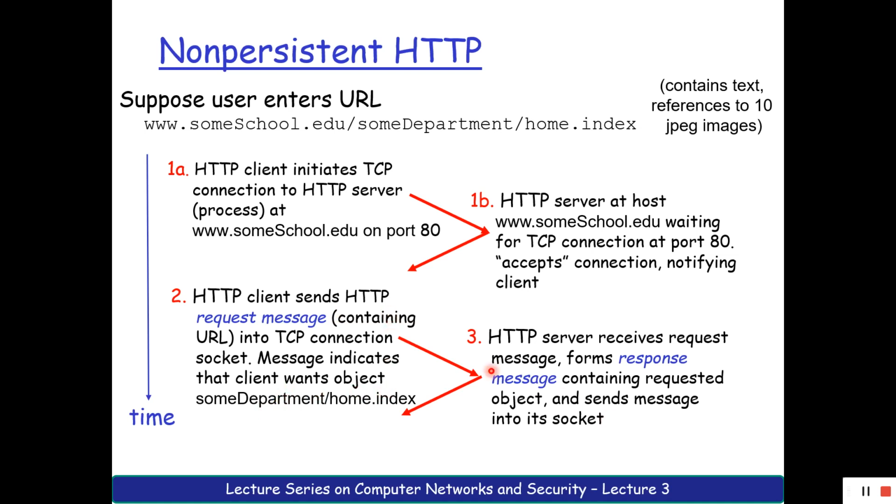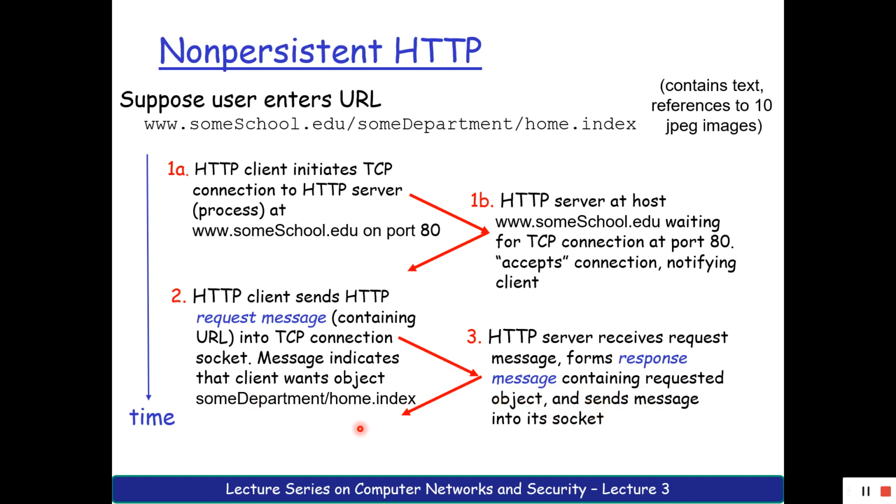What will the server do? The HTTP server will first receive this request message. It will get that request message and start formulating the response message. It has to respond back. If someone has requested you, you will respond to that request, right? What should it do in response? It contains the requested object. That is, the client has requested home.index, right? So the server will send that particular object to that particular socket.